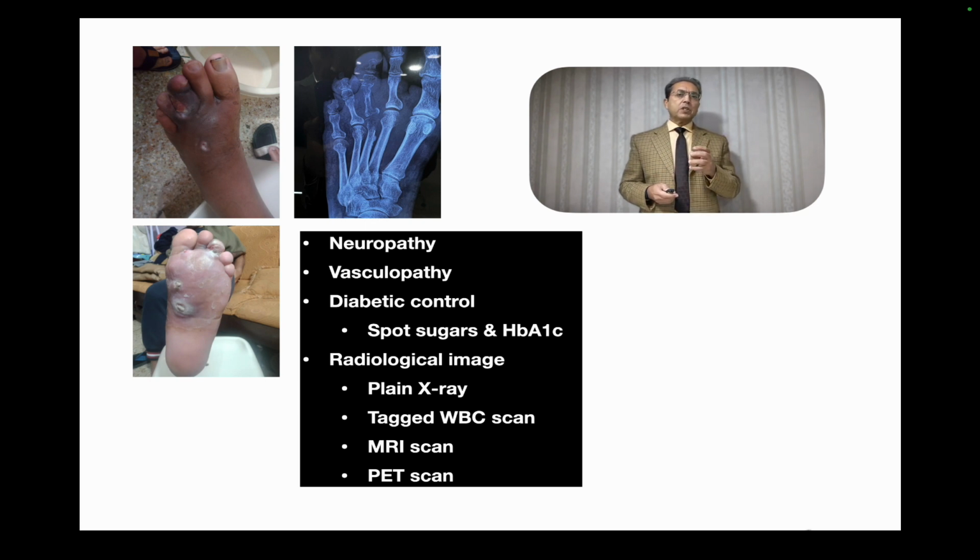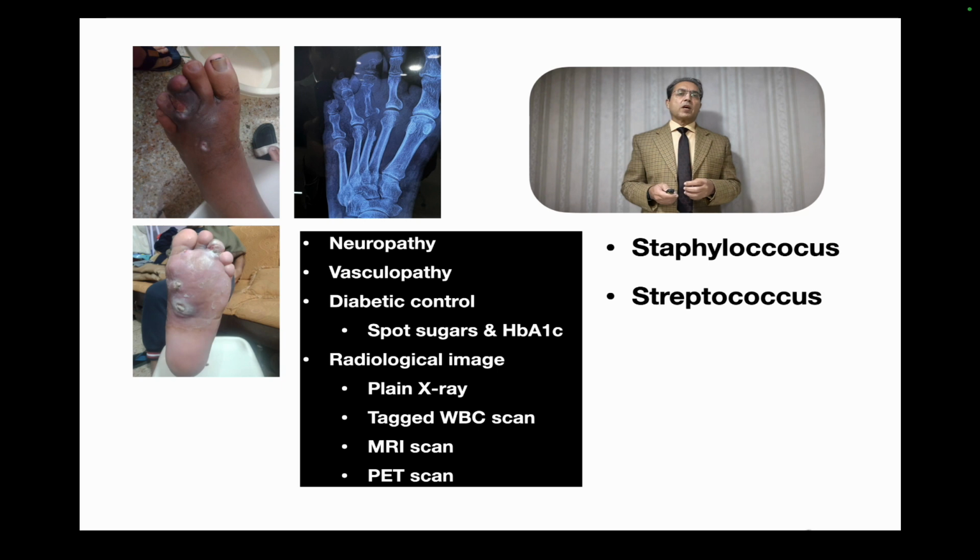But this X-ray is really classical for the osteomyelitis caused by the infected wounds, not the Charcot type foot. When you get this foot, you go for the cultures to identify what's the pathogenic organism. Meanwhile, after sending the cultures, you can put the patient on appropriate antibiotics. The more common organisms are staphylococci, the streptococci, and pseudomonas, and then you can have some anaerobic organisms.